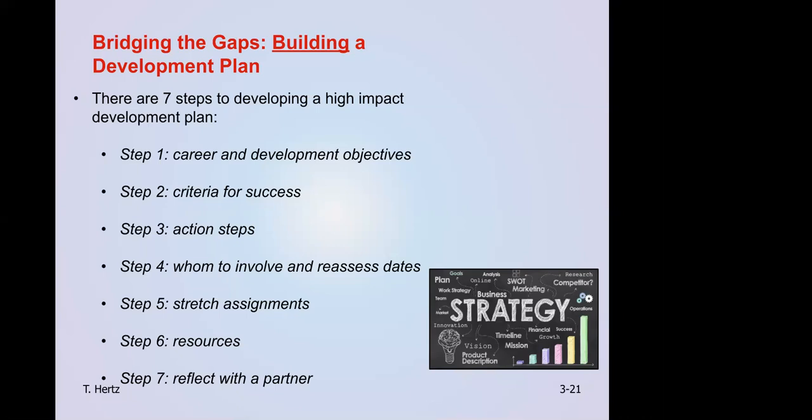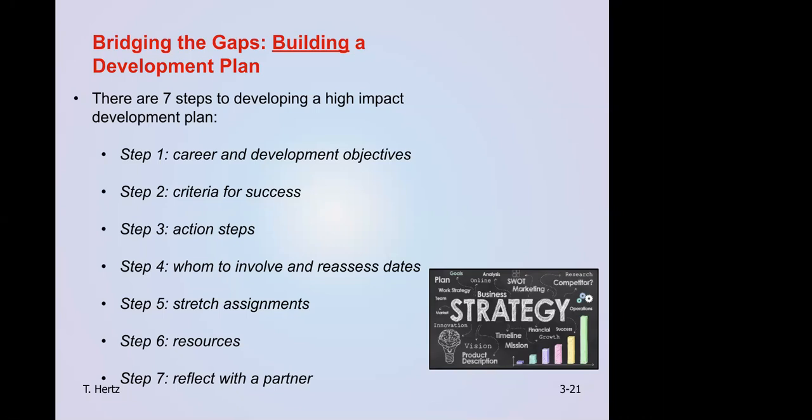Step 2, what are the criteria for success? What is it going to look like if you actually developed that particular skill, acquired that expertise, or changed your behavior? This step 2 is tougher for soft skills like listening, but for hard skills, it's easier, and you still can have criteria for those soft skills. It's just a little bit tougher to articulate.